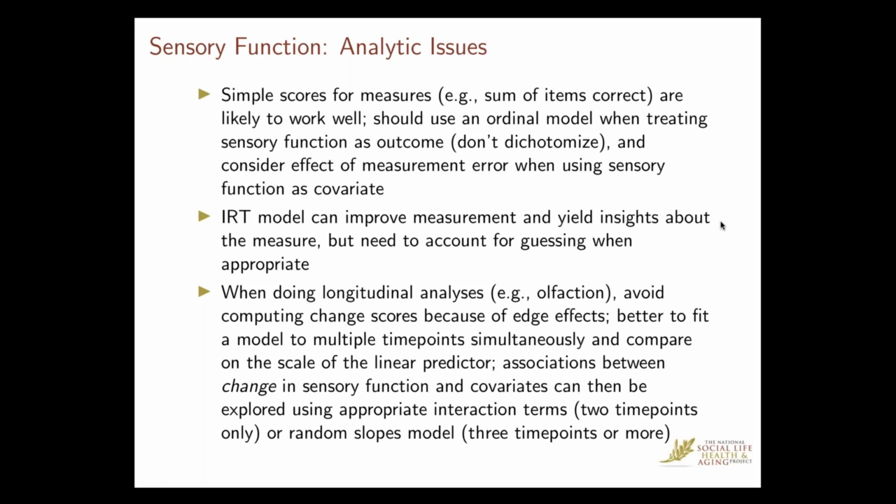And then, obviously, in the case where you have 3 time points or more, and we do have that among some people for our olfaction data, you can fit a random slopes model. However, even in the case where you only have 2 time points, you can still use appropriate interaction terms to determine whether change in olfaction is actually related to a particular covariate of interest.